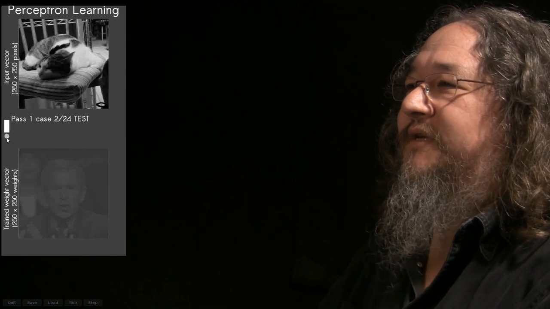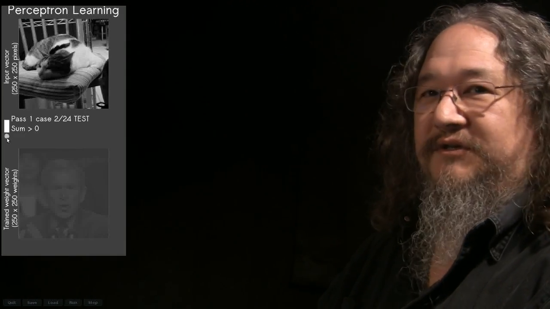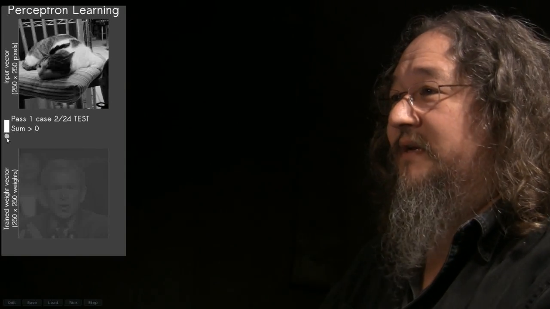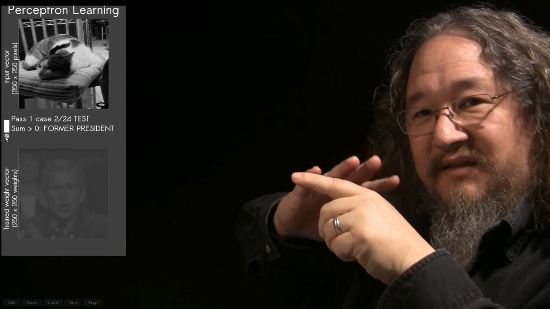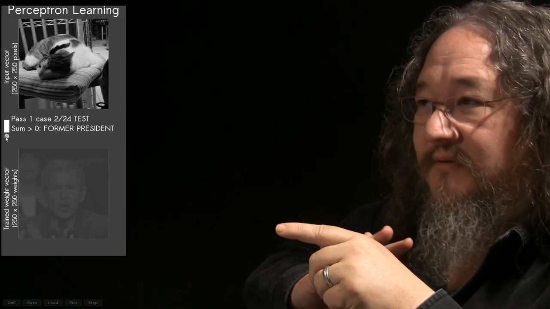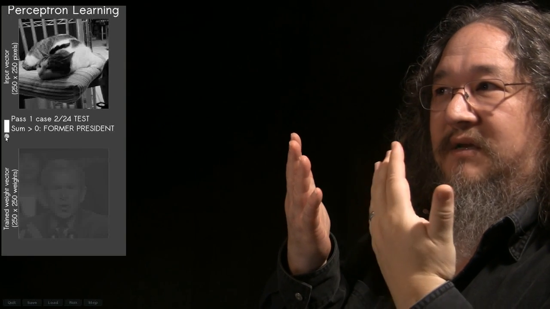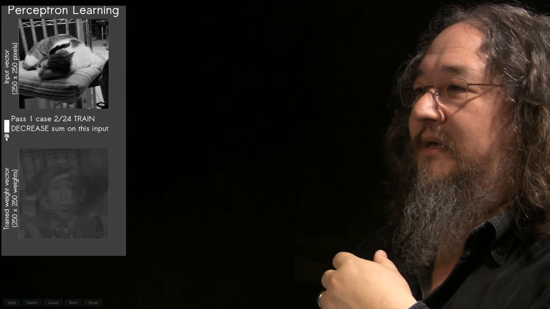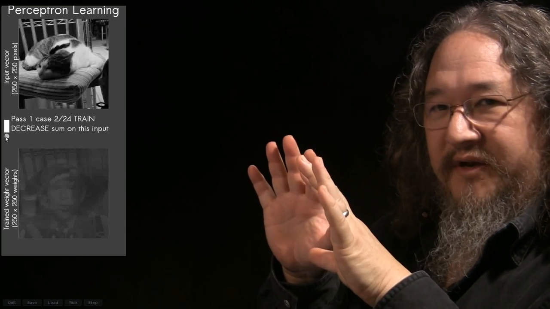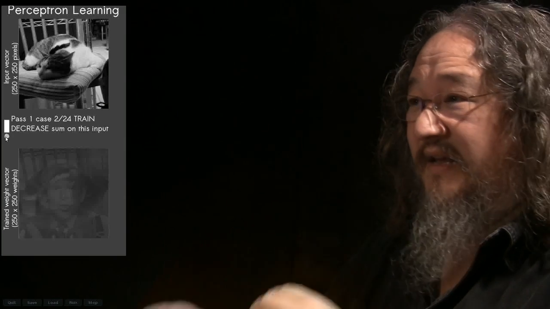All right, now here's a cat. But since we just changed the weights to make everything positive, it comes out somewhat greater than zero. So again, it makes the wrong guess. Now we do the same learning, except now we want to make the sum smaller, less than or equal to zero. So it's like we memorize a negative of the picture in order to kind of cancel it out. So now we've got sort of half of one picture in positive, half of the other picture in negative, and so on.